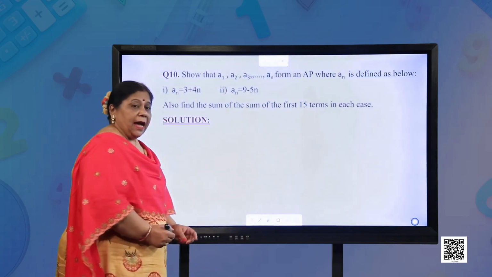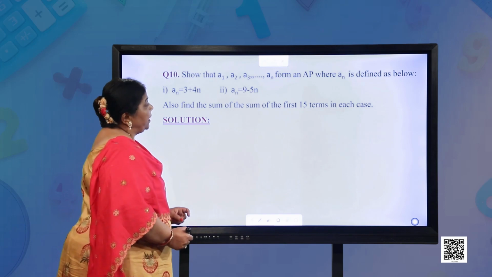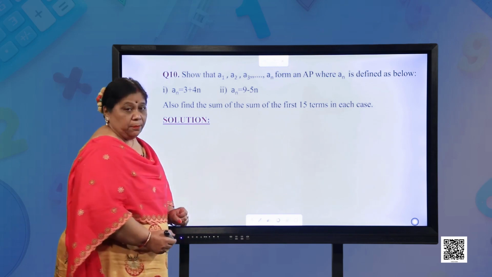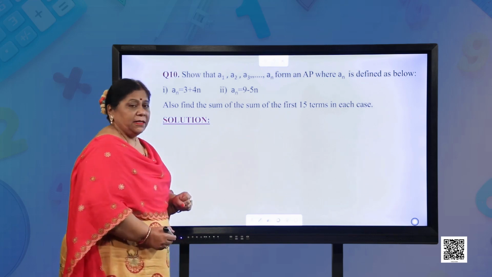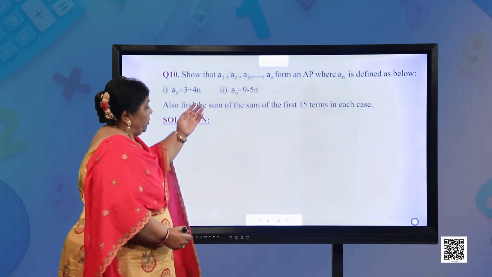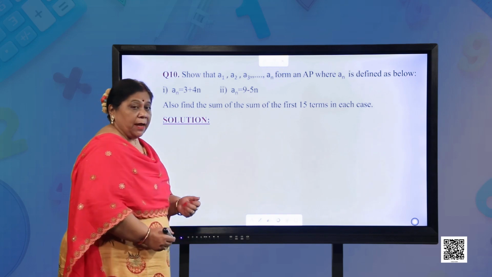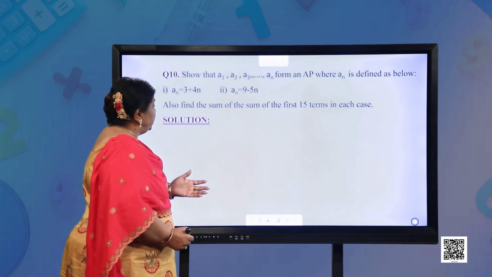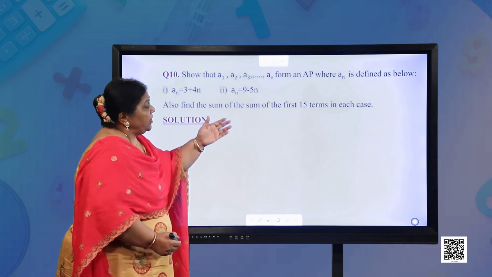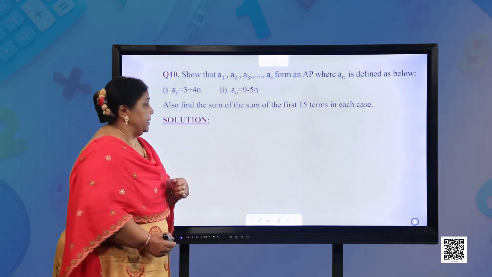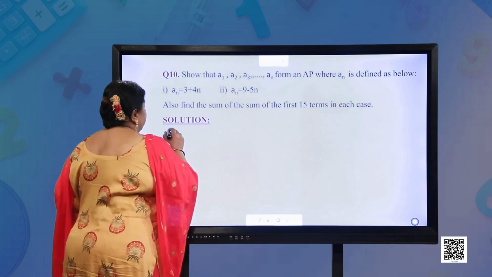We have to show that a1, a2, a3, ..., an form an AP where an is defined as an is equal to 3 plus 4n. There is one more part in this, an is equal to 9 minus 5n. In both the questions, we need to find the sum of the first 15 terms in each case. Okay. So, let us take the first part.